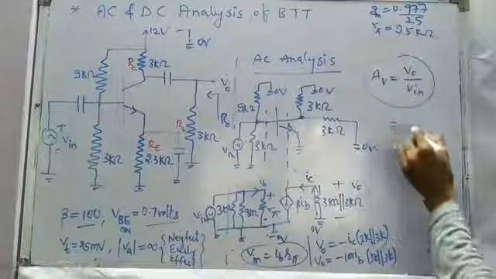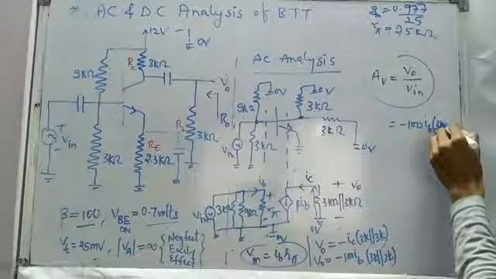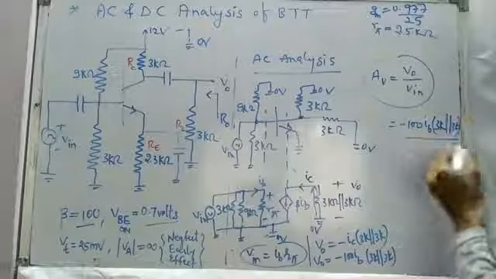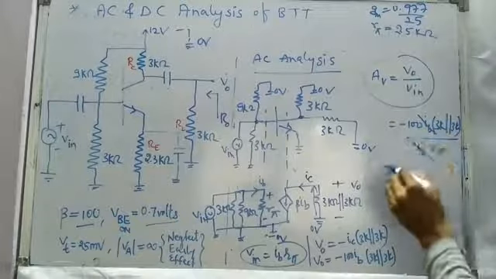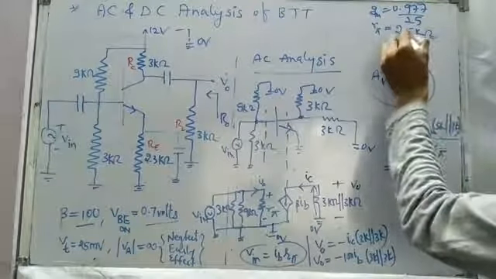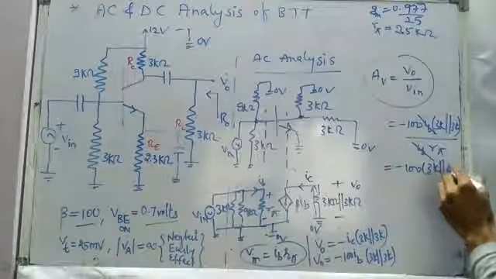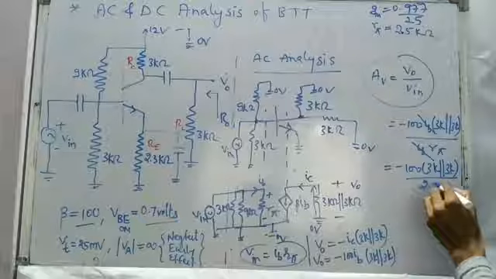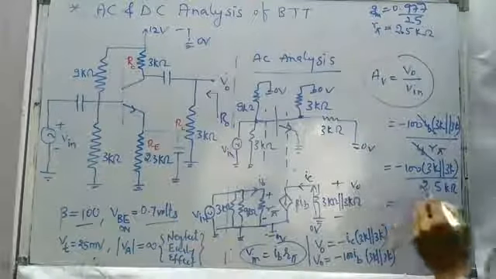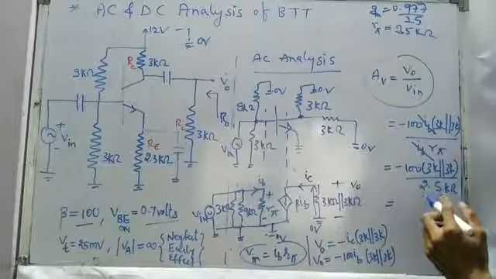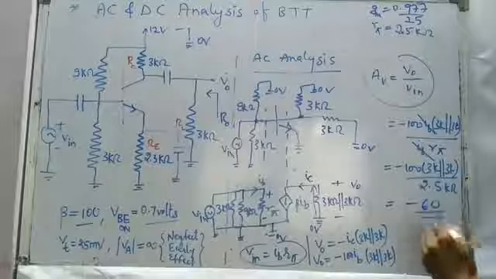So now if we put it here, V naught is going to be minus 100 times IB into 3K parallel 3K, divided by IB into R pi. R pi we have calculated as 2.5 kilo ohm, so minus 100 into 3K parallel 3K divided by 2.5 kilo ohm. So this is going to come out as minus 60, not volt.